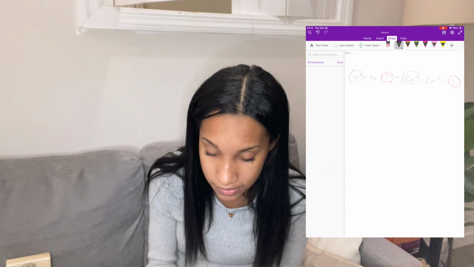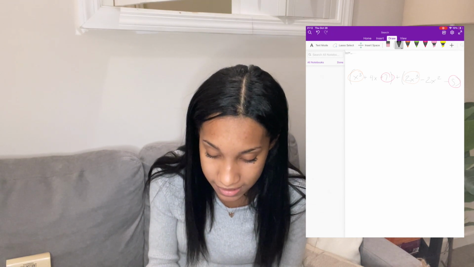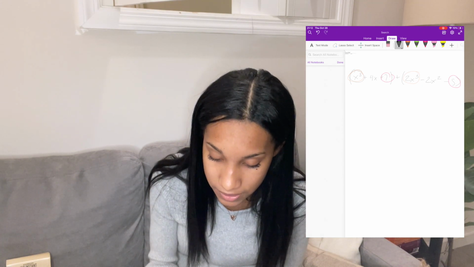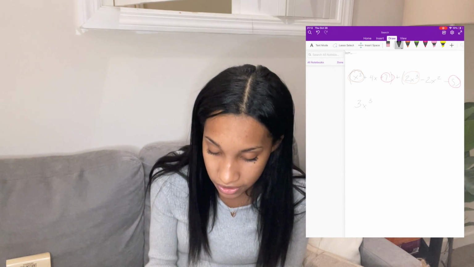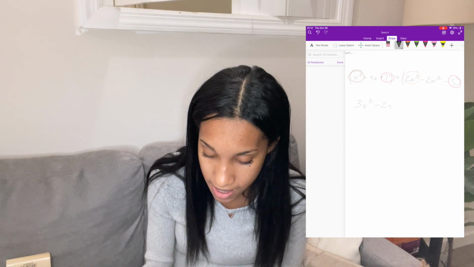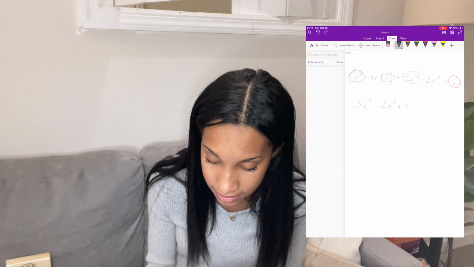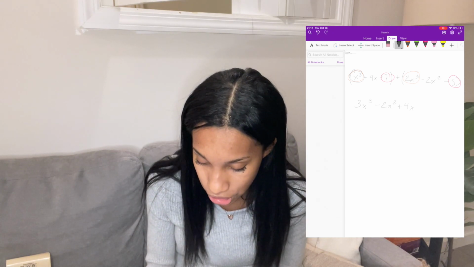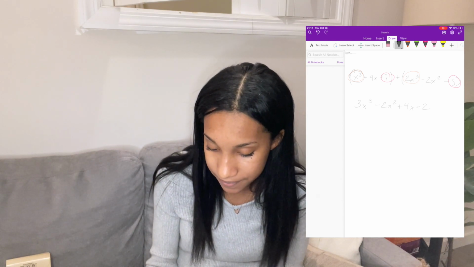So x cubed and 2x cubed: you're going to treat this x cubed as if it were a 1. So this is going to be 3x cubed. You're going to do minus 2x squared because that's by itself. It doesn't have a friend. Positive 4x doesn't have a friend either. Positive 7 and negative 5 equals positive 2. So your solution's going to look like this.